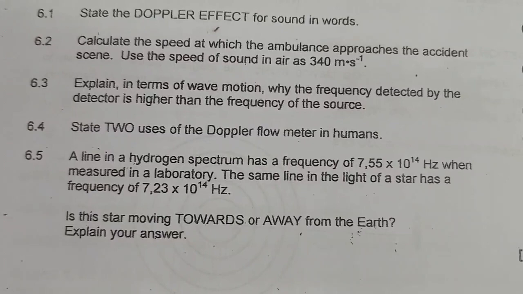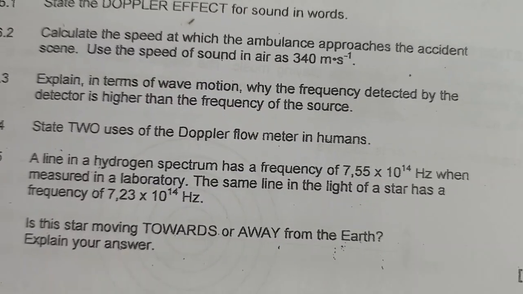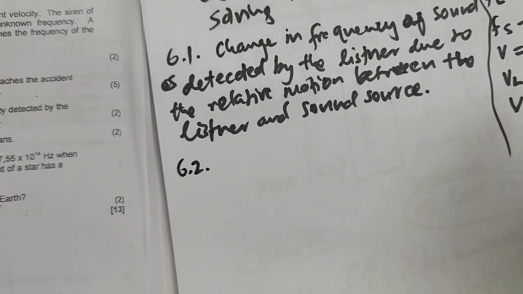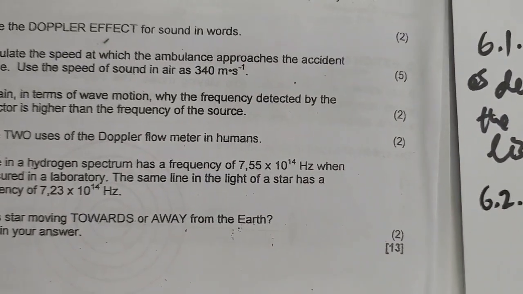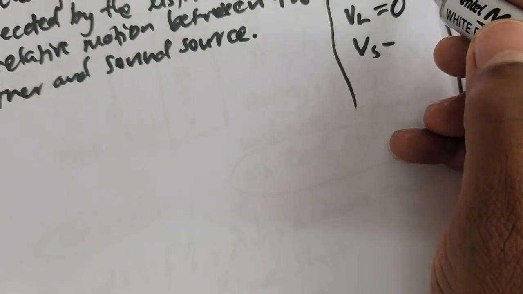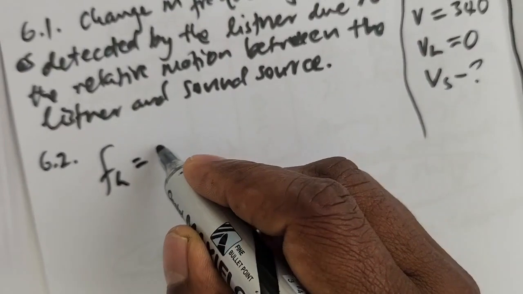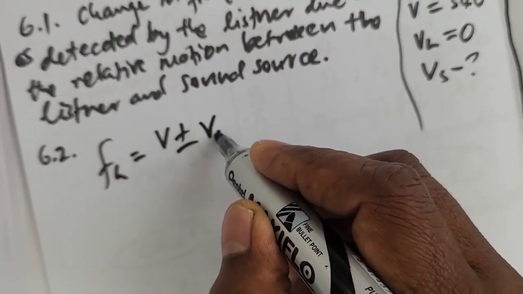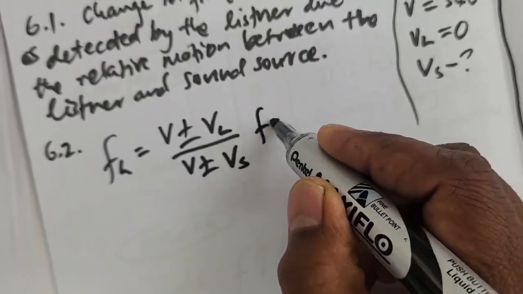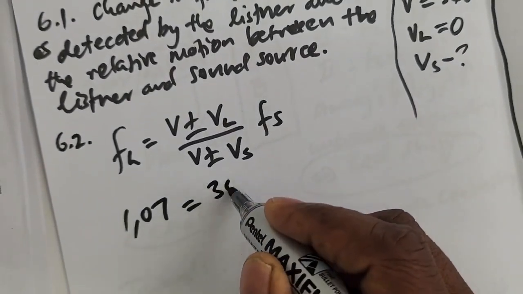The next question is a calculation. They say calculate the speed at which the ambulance approaches the accident scene. Use the speed of sound in air as 340. Now we know that if one is moving, the other one is stationary. In this case, the ambulance is approaching, therefore the listener is stationary. Now just write the Doppler equation: V plus or minus VL divided by V plus or minus Vs, multiplied by Fs.